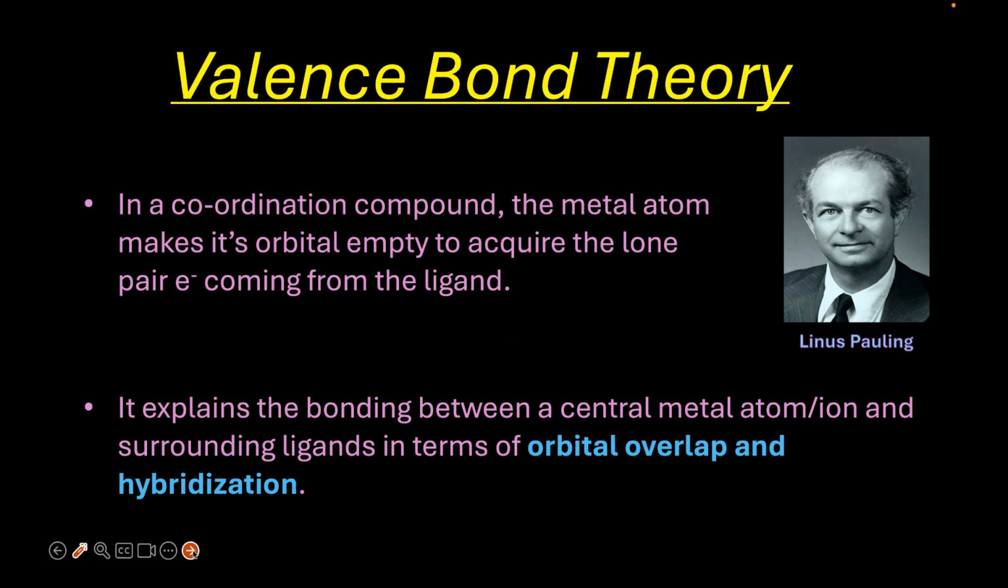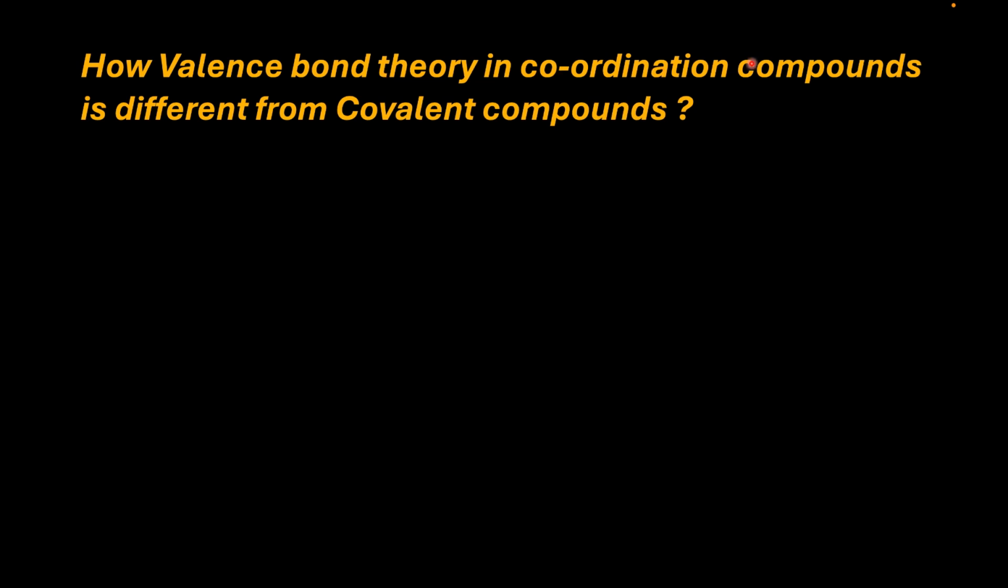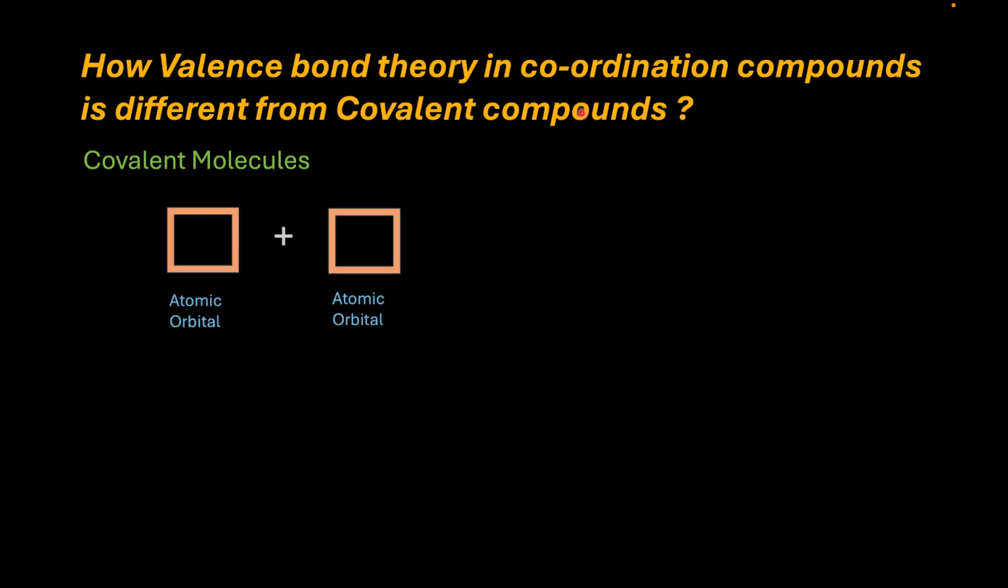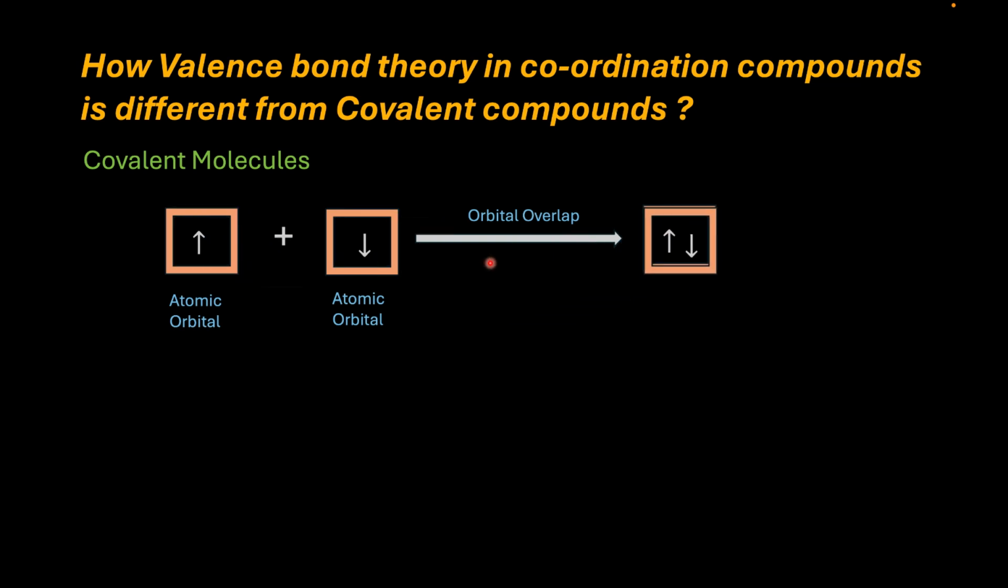First of all, we have to understand how the valence bond theory in coordination compounds is different from covalent compounds. For this, first we will look at covalent molecules. In covalent molecules, as you know, two atoms share their one-one unpaired electrons and their orbitals overlap to form a molecule. Here is the atomic orbital of one atom and here the atomic orbital of another atom. They both have one unpaired electron with opposite spin, and these atomic orbitals overlap. When the atomic orbitals overlap, they form a molecular orbital in which two electrons are present. Here both the atoms shared their one electron.